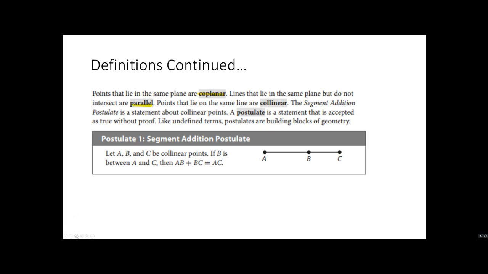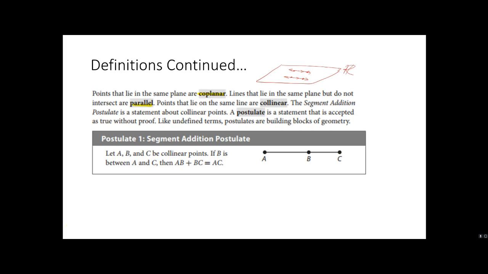If I was to draw that for you real quick, it would look something like this. You have your plane, we'll call it plane R, and we have this line here that happens to be parallel because it will never cross this line. They'll never intersect. So that's an example of being parallel.